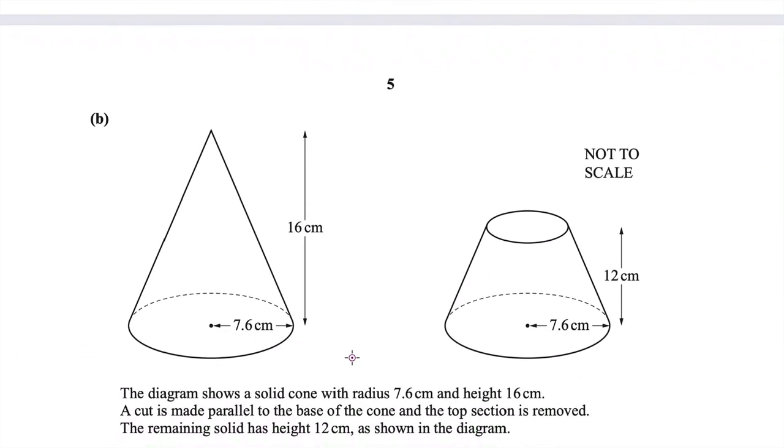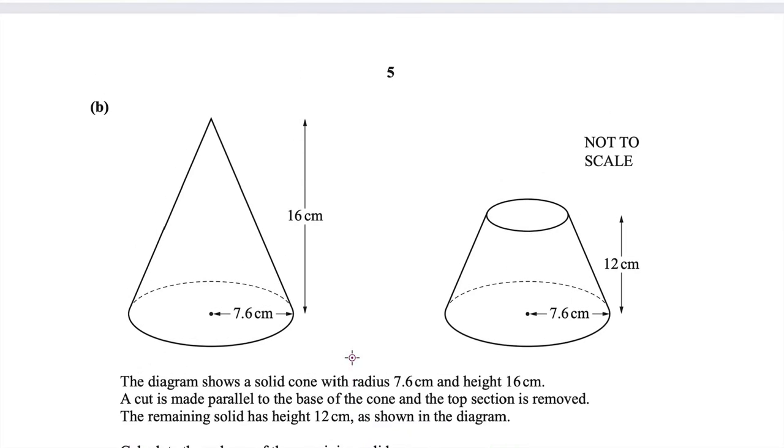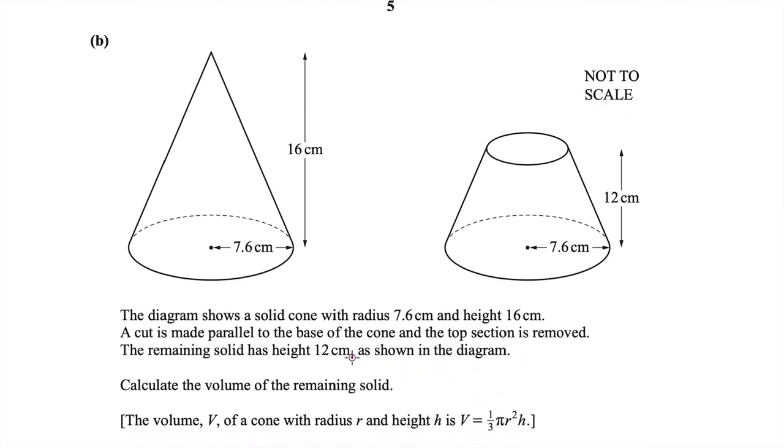Okay, so let us go to part B. This is also a similar question, but there is a small twist here. The diagram shows a solid cone with radius 7.6 centimeters and height 16 centimeters. A cut is made parallel to the base of the cone and the top section is removed. The remaining solid has height 12 centimeters as shown in the diagram. Calculate the volume of the remaining solid.